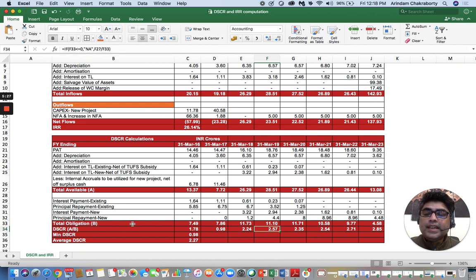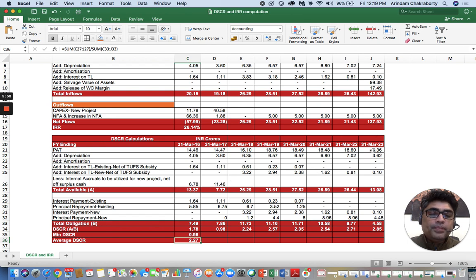It's basically A by B. If for some reason the B figure is 0, then it would show as NA here. Then we come to the minimum DSCR figure, which uses the MIN function over C34 to J34 for the entire period. And then we compute the average DSCR this way: the sum of C27 to J27 divided by the sum of C33 to J33. So this is how the computation is done.